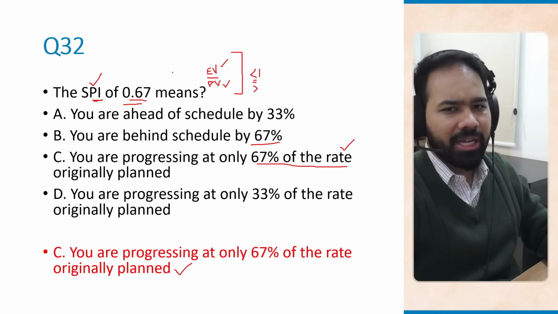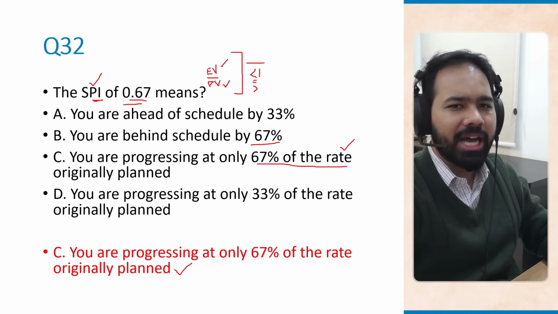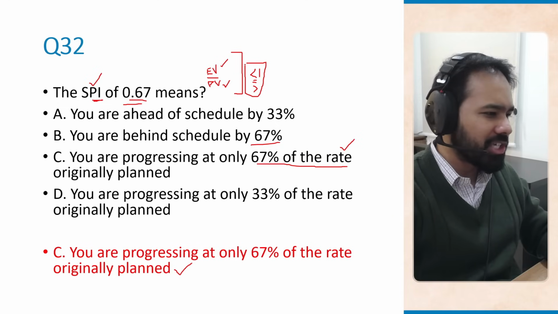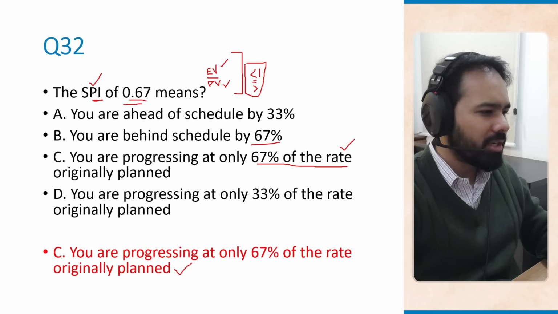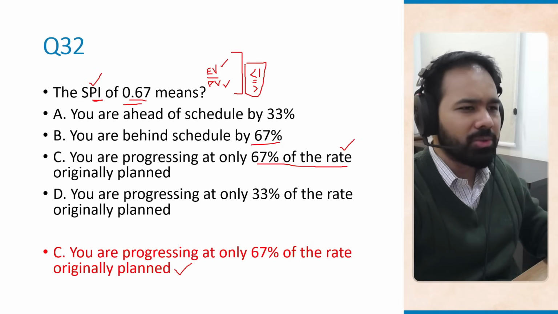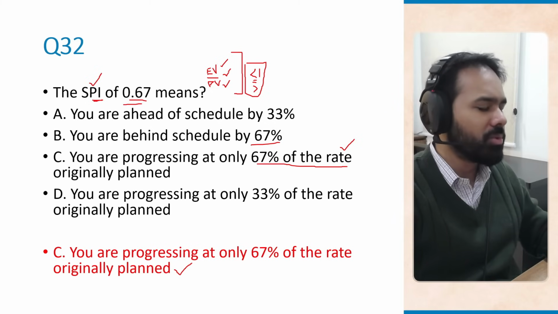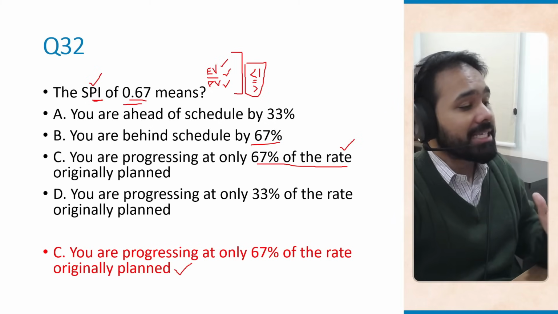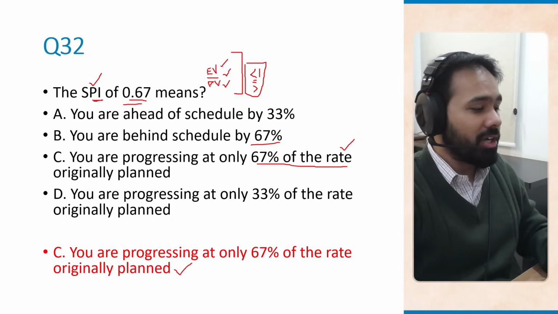Again, the tip here is for SPI: if you are less than 1, then you are behind schedule. If you are equal to 1, you are on schedule. Your earned value is equal to planned value, and that's how you get an answer of 1 when you divide the two. But if your SPI is greater than 1, you are ahead of schedule.